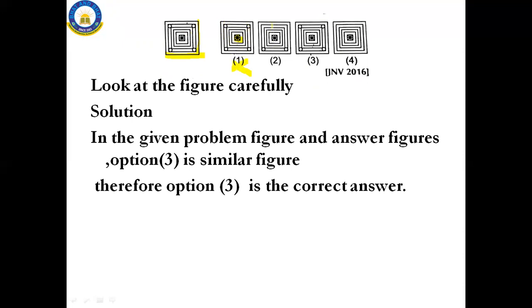Come to option 2. Here it is not the answer because there are no holes here, isn't it? There are no holes in the corner. So option 2 is also not a correct answer. Come to option 3. See, it looks the same. It has 5 lines, 1, 2, 3, 4, 5 lines, and then 4 holes in the corner, and it looks the same as the problem figure. Yes, it is the correct answer. And here there are no holes in the corner in option 4, so option 4 is the wrong answer.